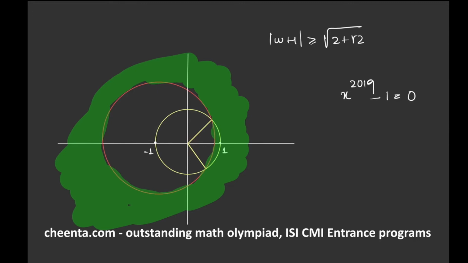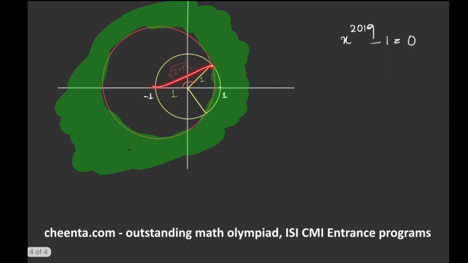First, we find this angle theta, and we can find that very easily. How? Notice that this is the radius of the red circle. So that means the length of this line segment is actually square root of 2 plus root 2. And remember, these are the radius of this unit circle. So these are of length 1.